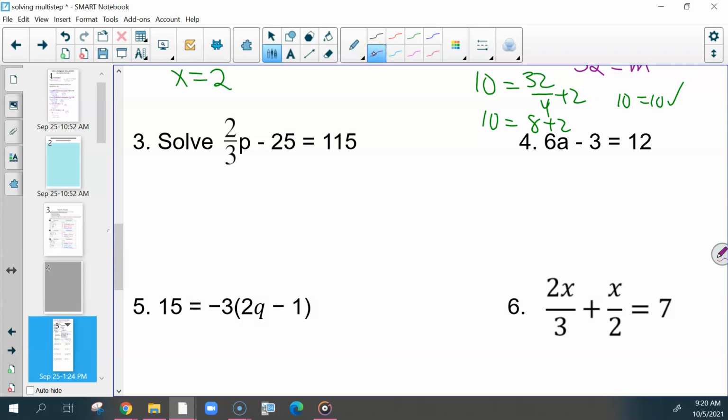For number 3, we need to get P by itself. Plus 2 times plus 1. So we're going to do that first. I believe that's correct, yep. And then to get P by itself, yes. But if you didn't remember that, you could divide by the fraction first.